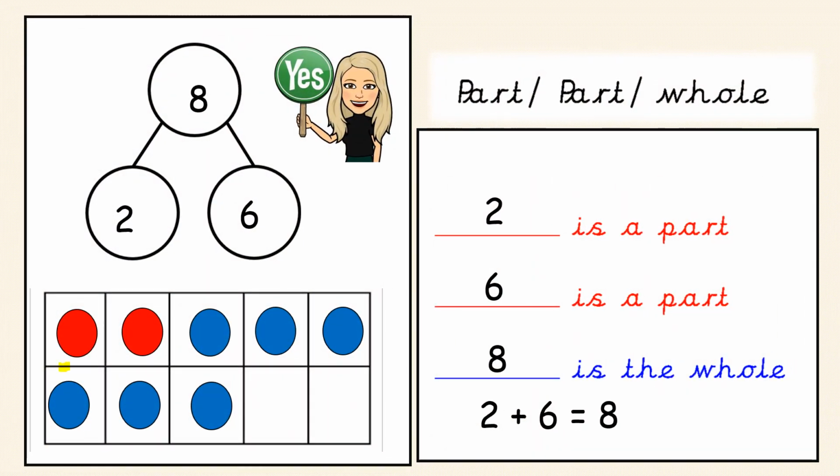Okay, I can see 2 red, so 2 is a part, and I can see 6 are blue. My brain knows there's 6 straight away without counting because I can see 3 at the top and 3 down the bottom. So 2 is a part, 6 is a part, the whole is 8. 2 plus 6 is equal to 8.